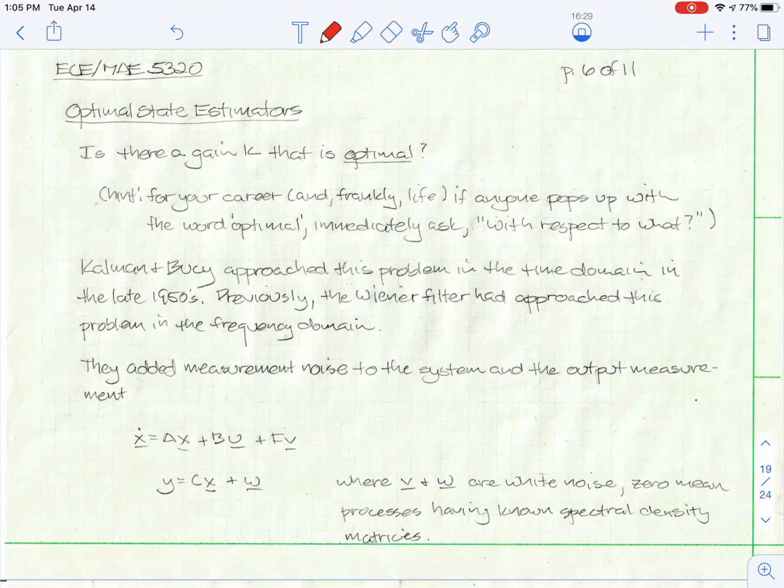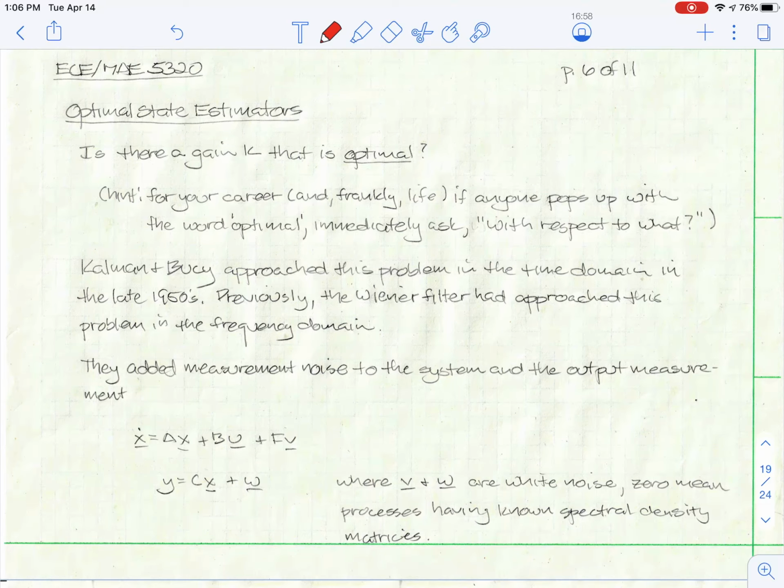And so I'm saying the best, the greatest, that sort of thing, but I'm saying with respect to, in terms of optimal control, with some pretty arbitrary cost function it's referred to. But in terms of optimal estimation, Kalman and Bucy approached this problem in the late 1950s. And previously, the Wiener filter had approached this problem in the frequency domain.